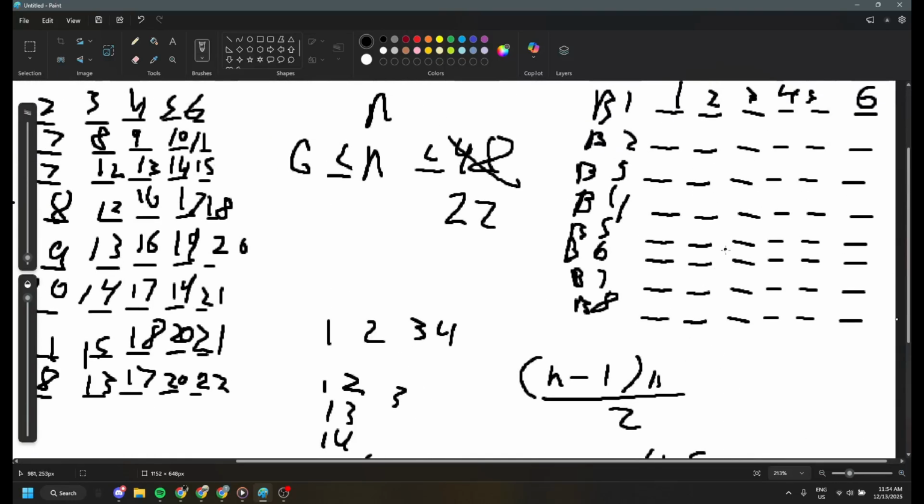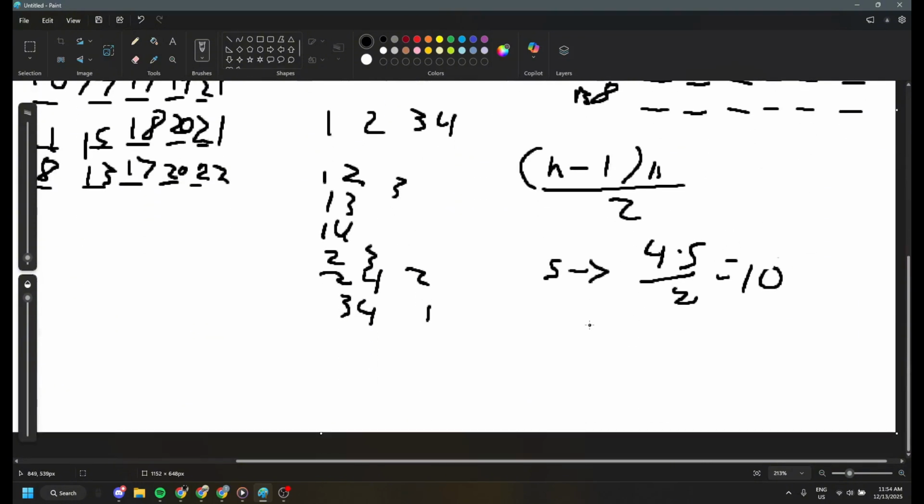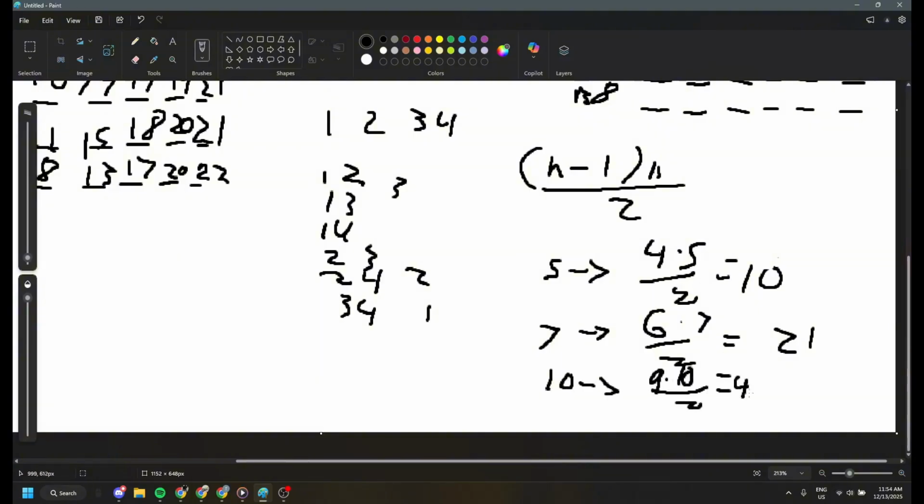So that gives us one pair for each of these boxes plus an extra 2 pairs. Maybe that has to equal 48? Let's check. So let's do 7, which is 6 times 7 over 2, which is 3 times 7, which is 21. No, I think 10 might be it. 10 is 9 times 10 over 2, which is 45. No, it's 11. 11?